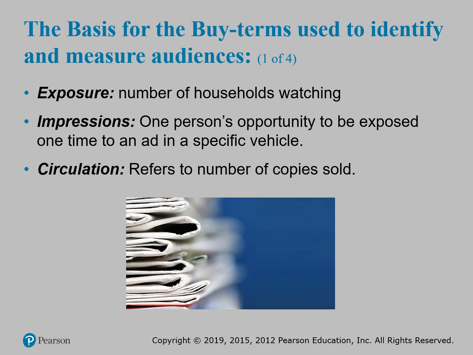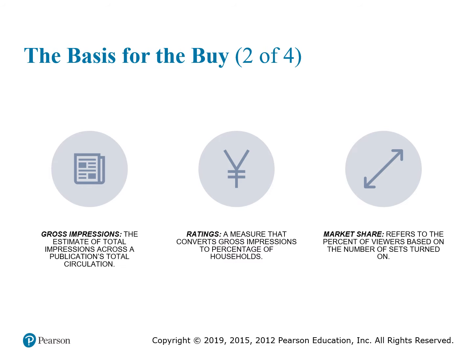Circulation refers to the number of copies that are sold. So that's in the magazine and newspaper world. So these are all measurements that you want to know if you're working for an ad agency, working for your client, and you decide to use a particular media. You want to know how much exposure, what are the impressions, what's the circulation. Let's get into that a little more.